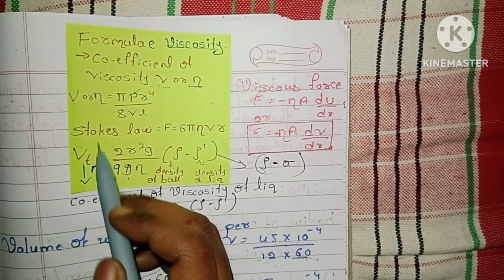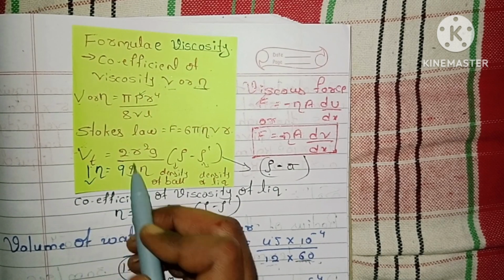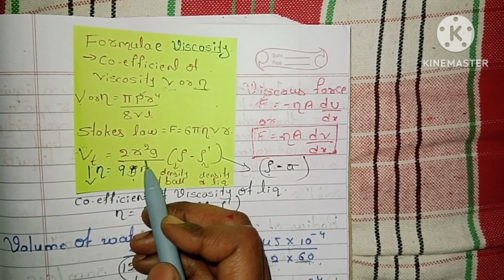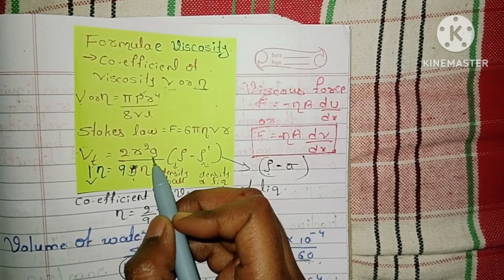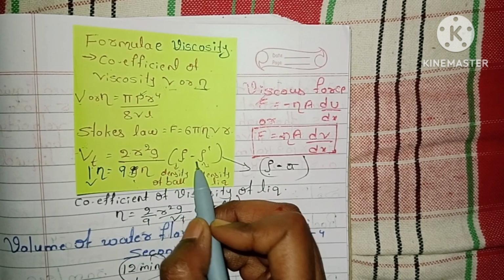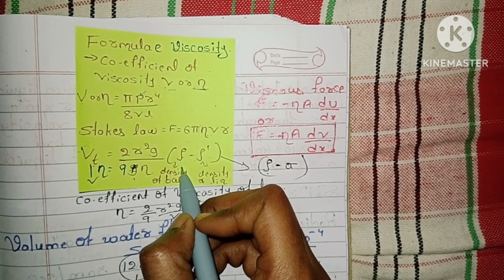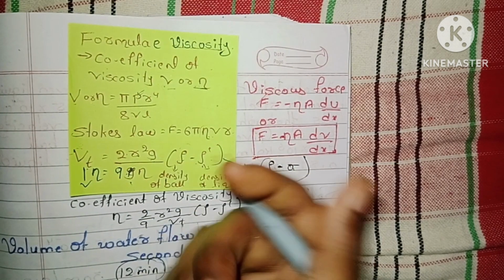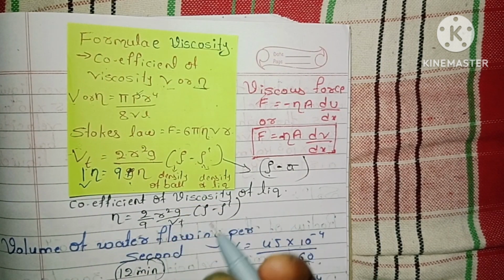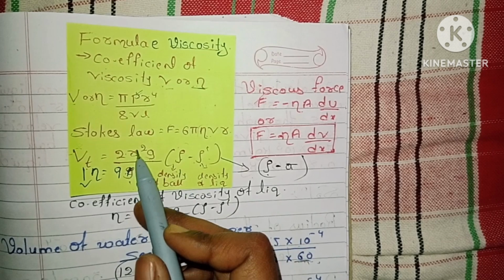So if I want the terminal velocity, I can use 2 by 9 r square g, where g is the acceleration due to gravity, divided by eta, into rho minus rho dash. So we know that rho stands for the density of a steel ball, rho dash stands for the density of the liquid, and r is the radius.